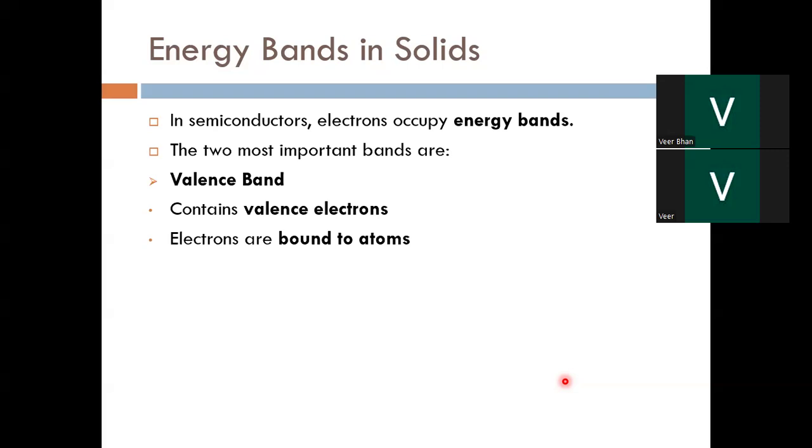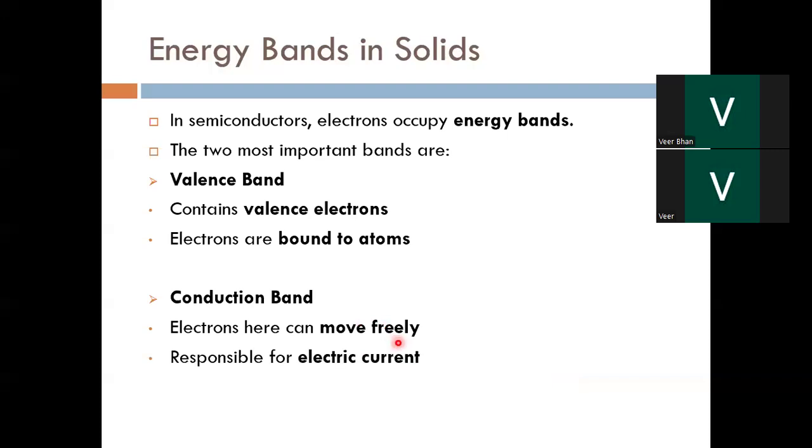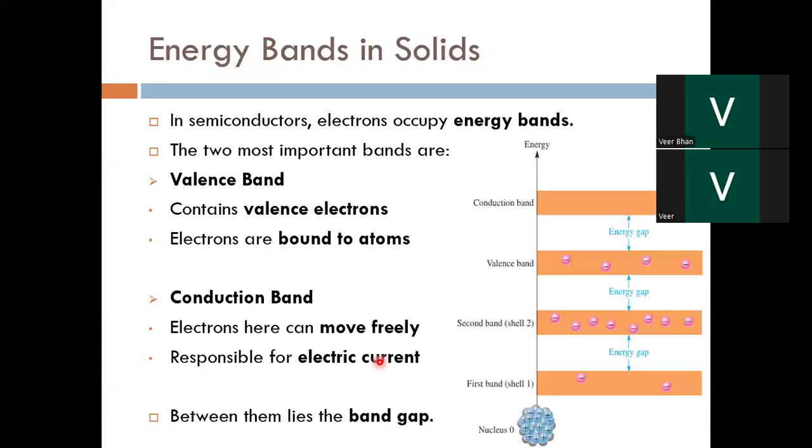So when electrons are within their atoms, until they have left their parent atom, it will be called the valence band. Now, conduction band means electrons have left their parent atom and now they are free to move. And because they are free to move, they are responsible for the electric current. And between these 2 bands, there is an energy gap, which is called band gap or energy gap. So we can see from this figure.